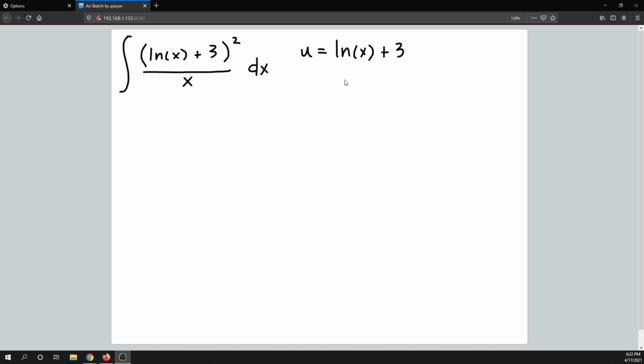Once you make that choice, the next thing you do is calculate du. To do that, you take the derivative of this. The derivative of the natural log of x is 1 over x, plus the derivative of 3, which is 0. So that would be 1 over x plus 0, so just 1 over x. And then don't forget to multiply that by dx here.